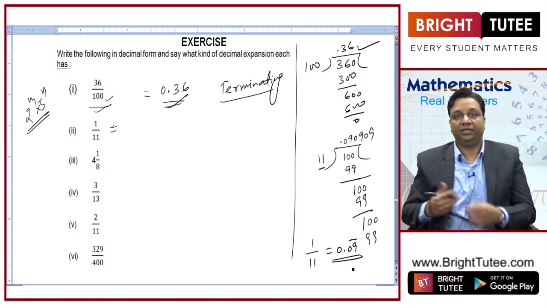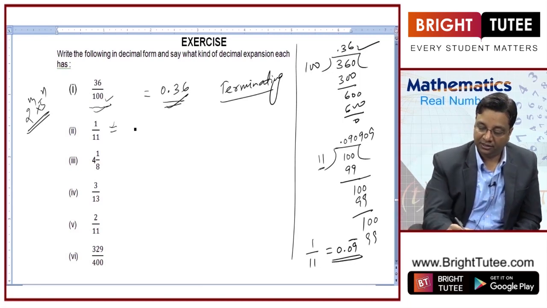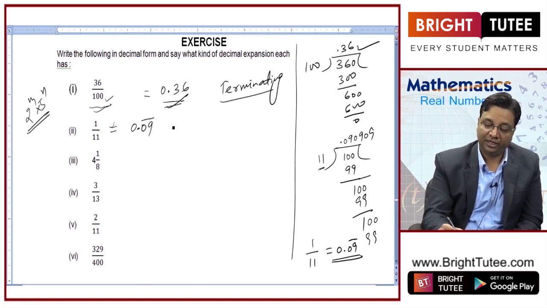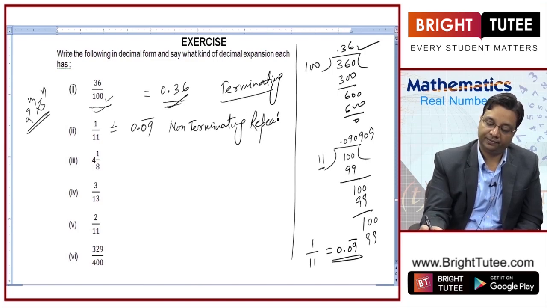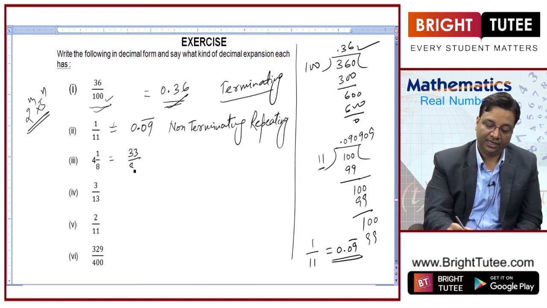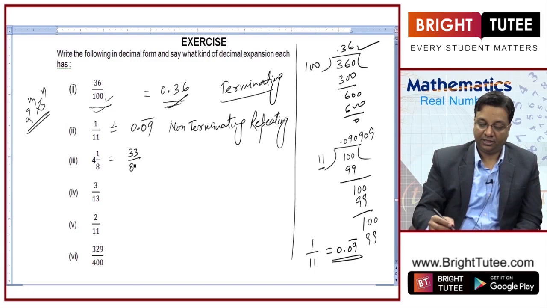So, it started repeating after 2 digits and this is 0.09 bar. Okay. What kind of decimal expansion is this? Non-terminating repeating. Okay. Look at this number 33 by 8, right.